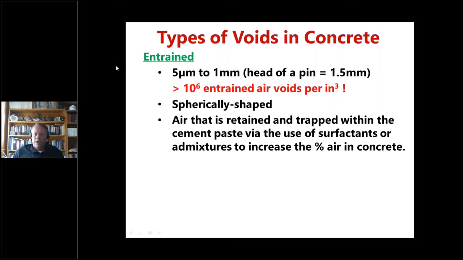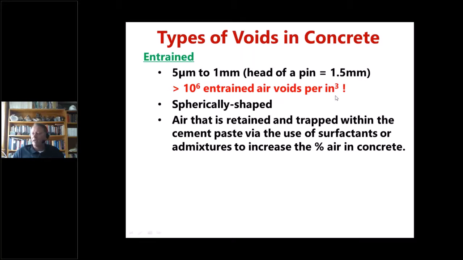The third type of void that we'll talk about are what are called the entrained air voids. Again, by definition, these are defined by size. So anything between 5 microns up to 1 millimeter in diameter are what are called entrained air voids. They're also spherical in shape. They're round. For reference, think of the head of a pin, having a diameter of about 1.5 millimeters. So entrained air voids are slightly smaller than the head of a pin.